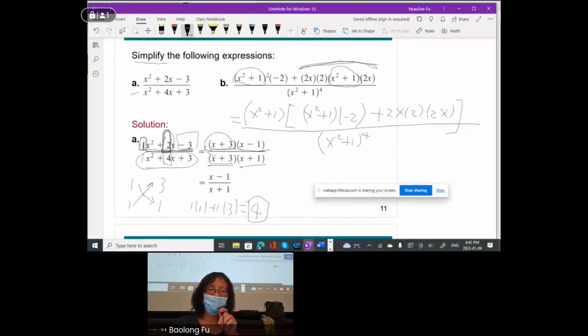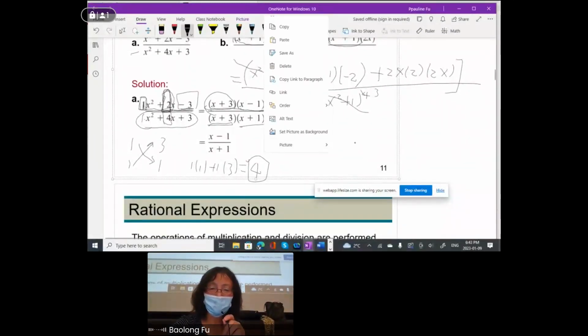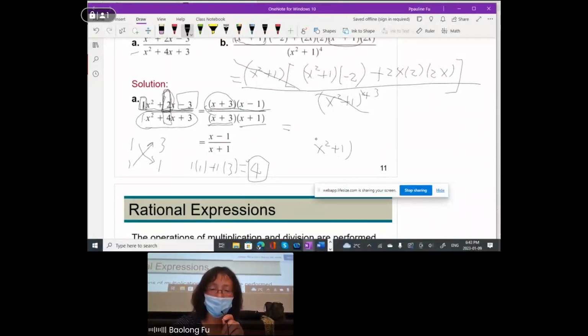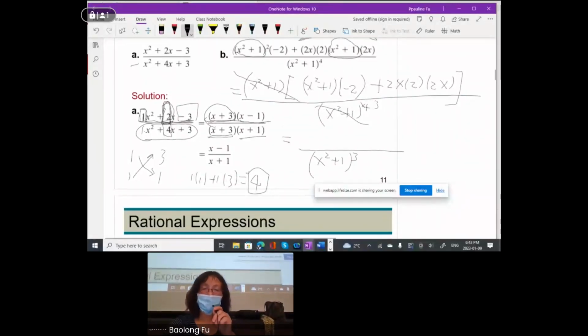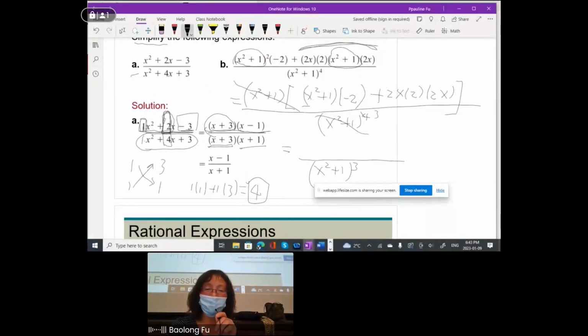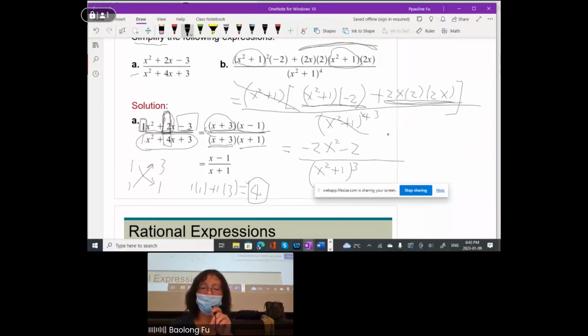Okay. And now I continue. Both the top and the bottom have x squared plus 1, so they cancel out. When I cancel 1, this one becomes 3. So on the bottom, I have x squared plus 1 raised to the power 3. On the top, if I expand this part, I get minus 2x squared, minus 2. Then I expand this part, I get 8x squared. You followed me? Any questions?